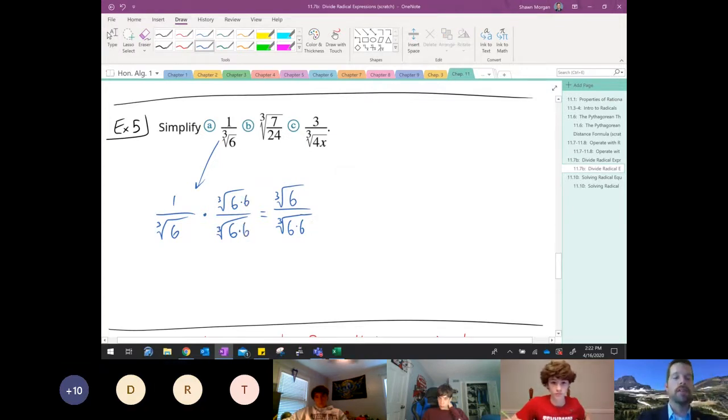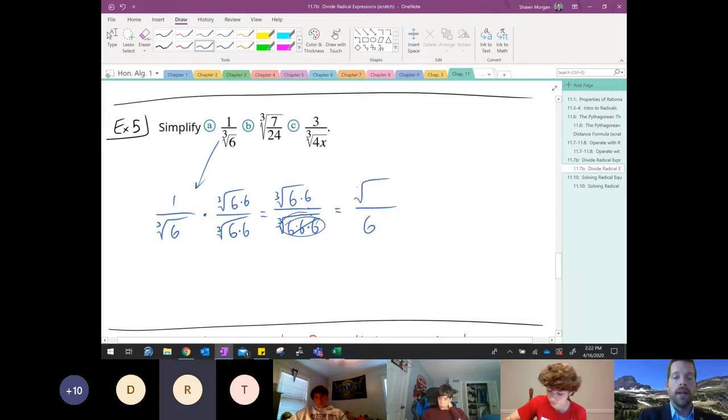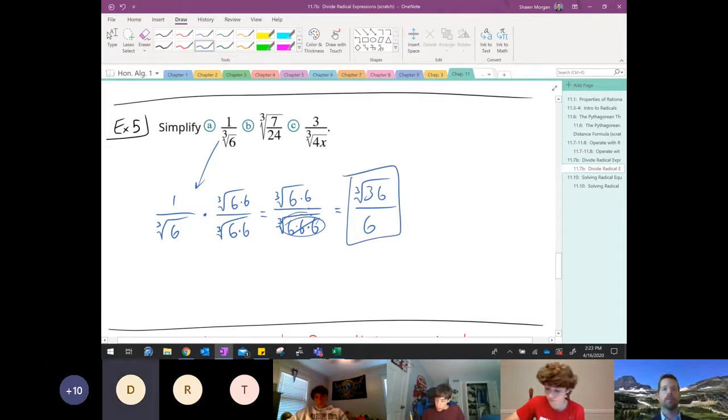Cube root of 36, because now the jailer is going to be satisfied. Now he's got all 3 of those 6s right there. And in other words, the cube root of, and I don't know what 6 times 6 times 6 is, but the cube root of 6 times 6 times 6 is just 6. And then the numerator winds up being cube root of 36.